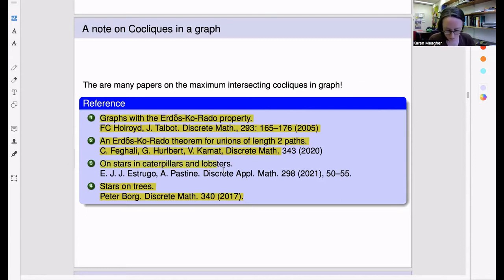And of course, this one I put here because it's called Stars of Caterpillars and Lobsters, so of course everybody wants to read that. The caterpillar is a graph that has a path and a bunch of leaves. So they describe it as if you take your tree and you pull off all the leaves.